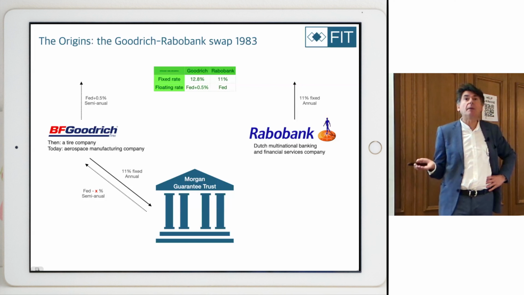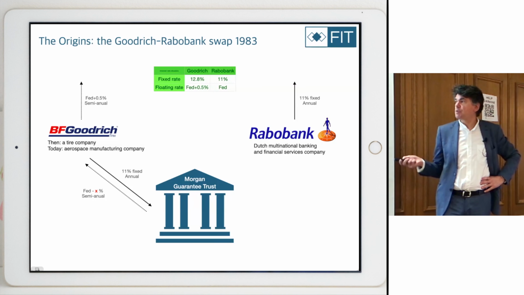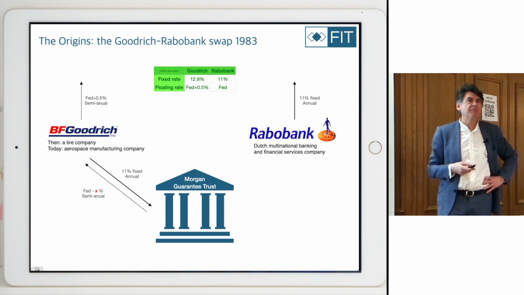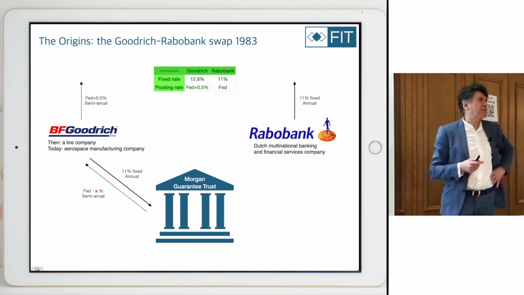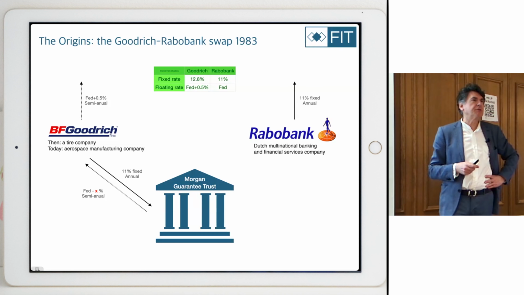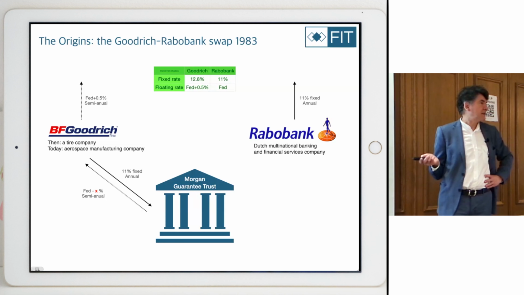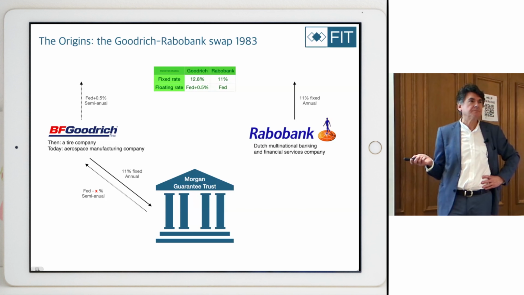But as rates go up or down, this will be a correction to what? It's a correction to that, because look at Goodrich. What does Goodrich get at the end of this left side of the screen? Goodrich gets fixed rate financing, is what they wanted. It's pretty good.